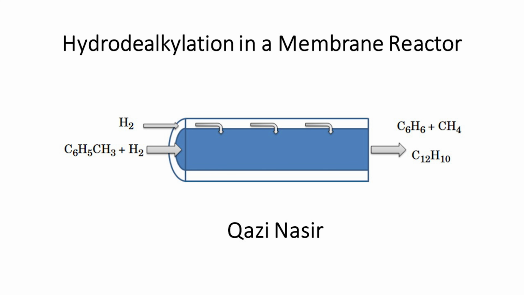In this example, the simulation of the hydrodealkylation process is carried out in a membrane reactor. This reactor arrangement allows for a continuous addition of hydrogen to the process, increasing the selectivity of the desired benzene product.